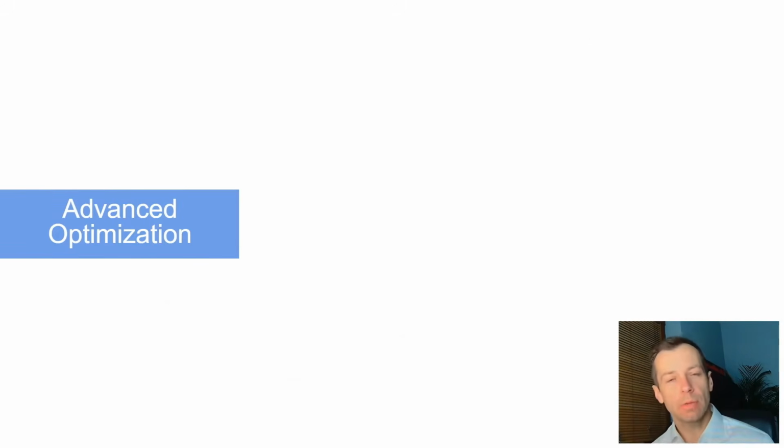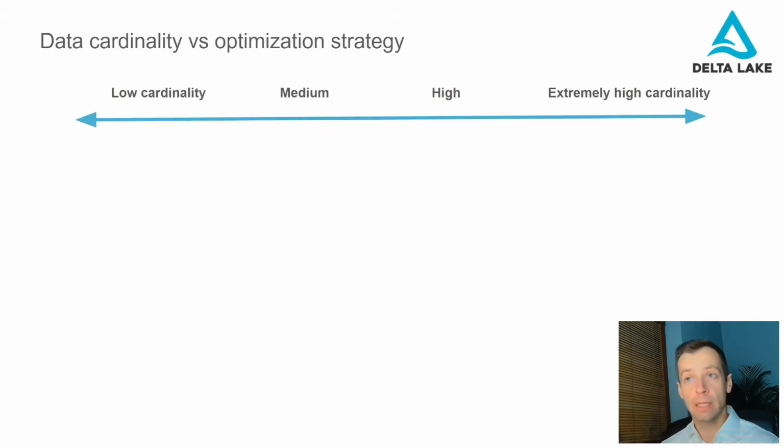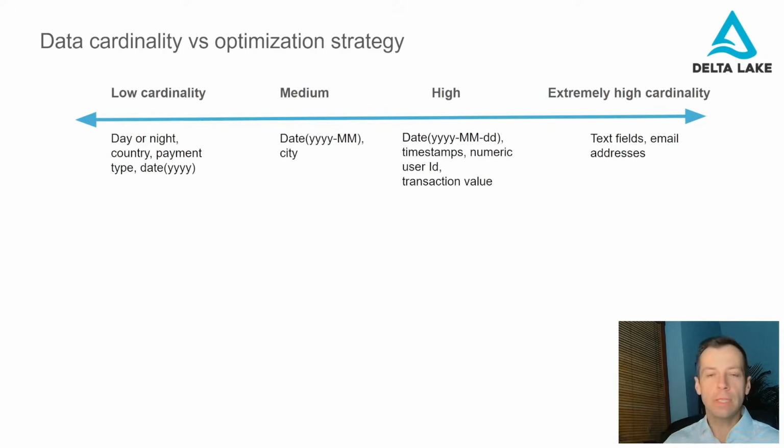Let's talk about more advanced optimization techniques. And whenever we are choosing the optimization techniques in the Delta Lake, which we are going anyway to discuss in the next couple of notebooks, an extremely important factor is data cardinality. We can have data, meaning columns in our table, with different cardinality levels, starting from low cardinality, through medium, high, or even extremely high cardinality. And what we mean by cardinality is the number of different possibilities of the values in that column. For instance, if we have a column which takes as the value only day or night, there are only two possibilities for the value of that column, and this is low cardinality.